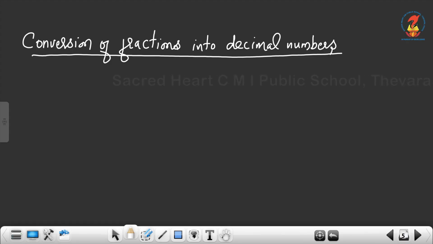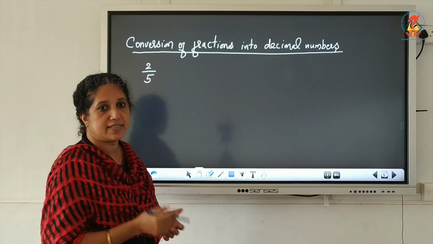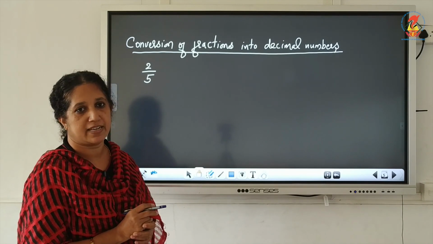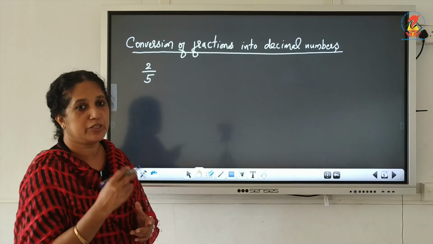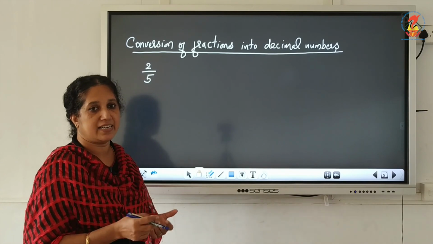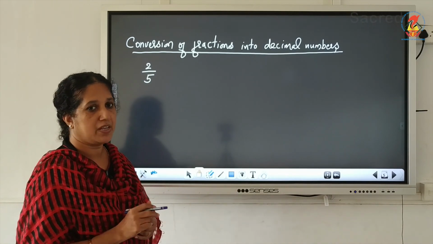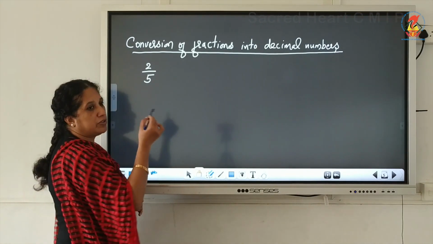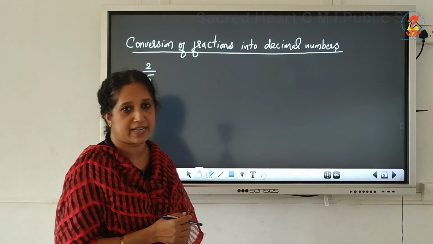Now conversion of fractions into decimal numbers. Next, 2 by 5 is given. 2 by 5 is not a decimal fraction. So first of all, we want to convert it into a decimal fraction. What is meant by decimal fraction? The denominator is either 10, 100 or 1000, etc. So we can call it a decimal fraction. So this 2 by 5 is given. You have to find the corresponding equivalent decimal fraction.